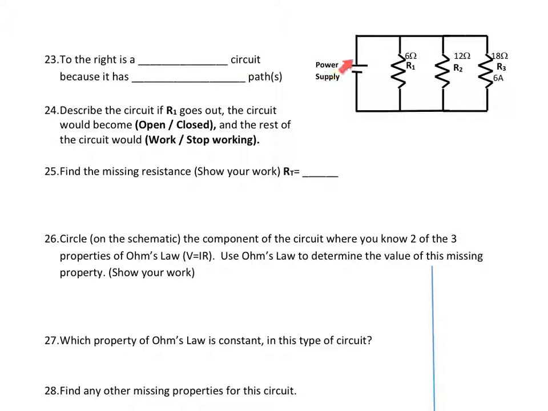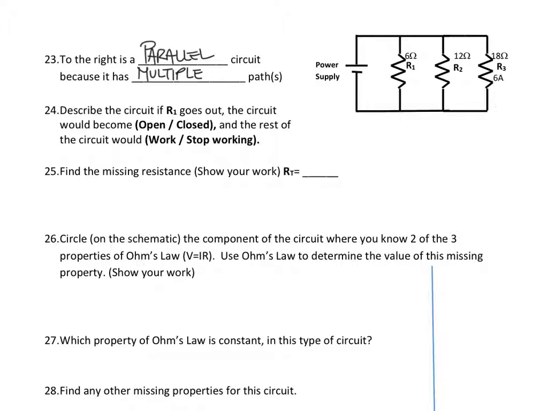Well, this is my power supply, and I trace my pathways. I can go up and down through resistor 1, that's one pathway. I can go up and down through resistor 2, that's the second pathway. I can go up and down resistor 3, that's 3 pathways. There's more than one, which automatically makes this a parallel circuit. And I know it's a parallel circuit because it has multiple pathways. Okay, and it has 3 to be exact.